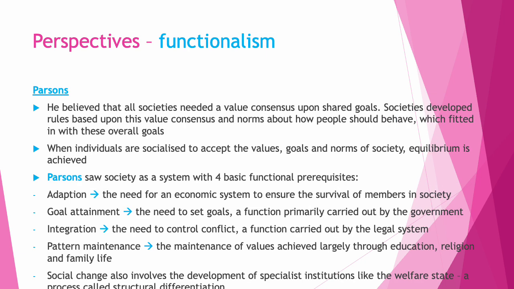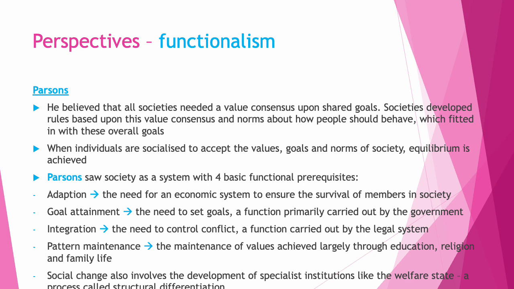Parsons believed that all societies needed a value consensus upon shared goals. Societies develop rules based upon value consensus and norms about how people should behave, which fitted in with these overall goals. When individuals are socialized to accept the values, goals, and norms of society, equilibrium is achieved.